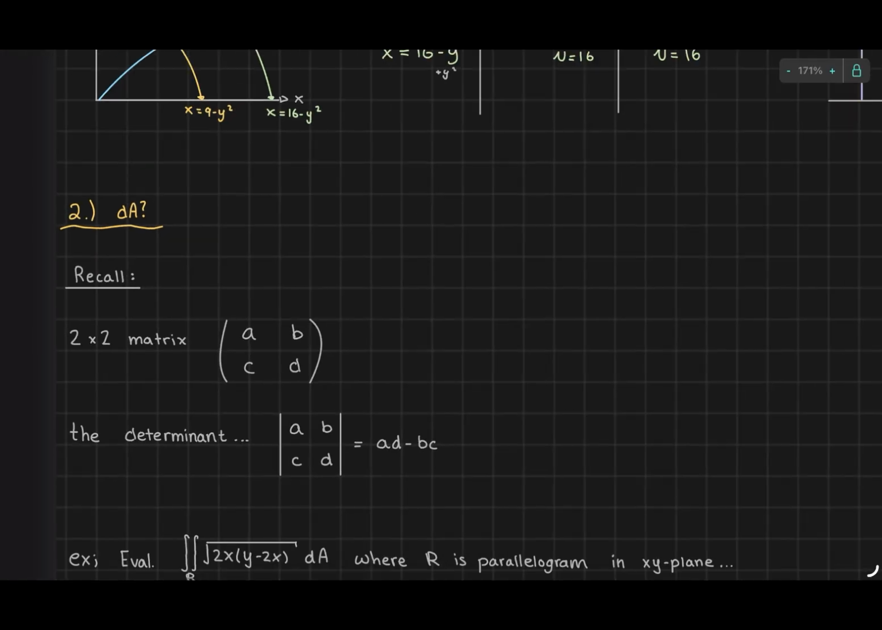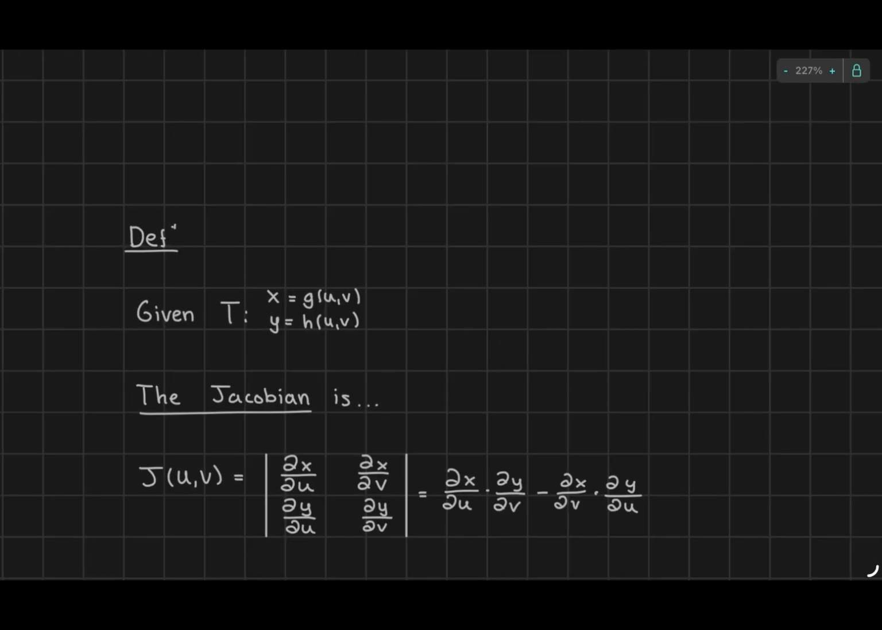The determinant of what? Definitionally, we're going to be given a transformation. X is equal to some function in u and v, and y is equal to some function in u and v as well. We're going to be using the Jacobian. So the question is, what is a Jacobian? A Jacobian is essentially a partial derivative determinant. We have our partial of x with respect to u right here, and our partial of x with respect to v right here. And similarly on the bottom, we have our partial of y with respect to u and our partial of y with respect to v.